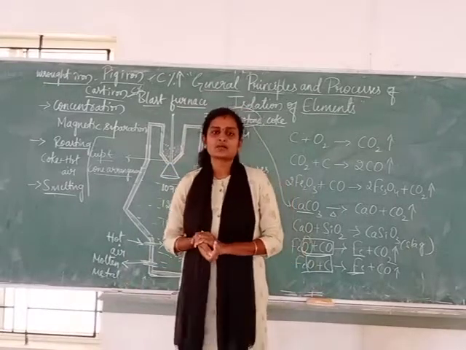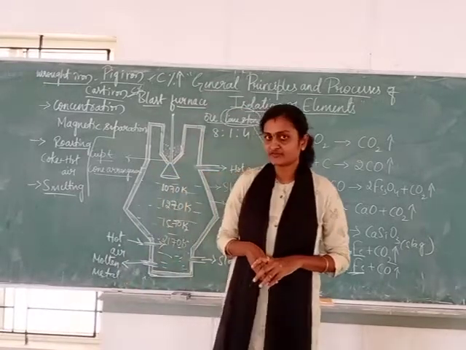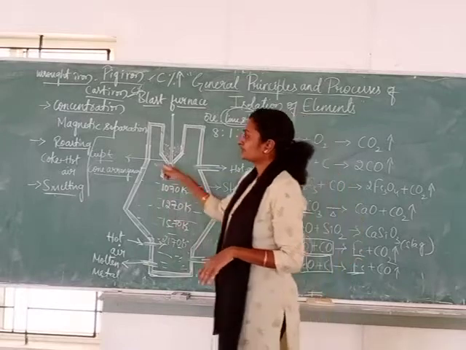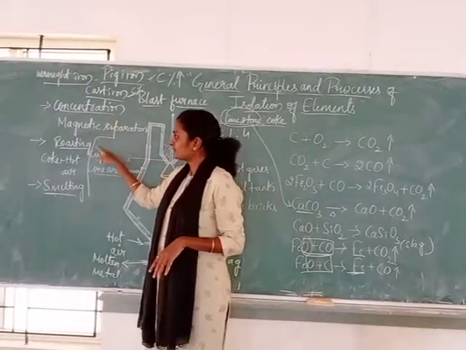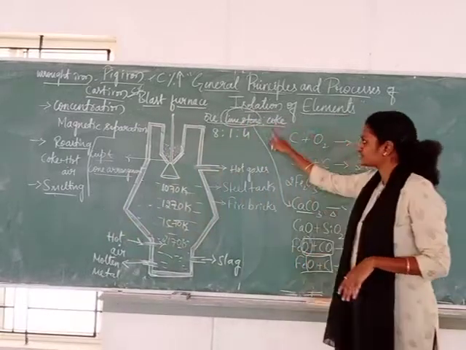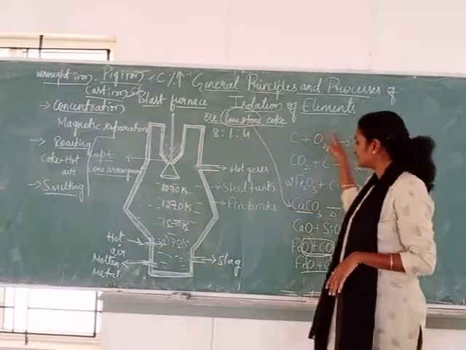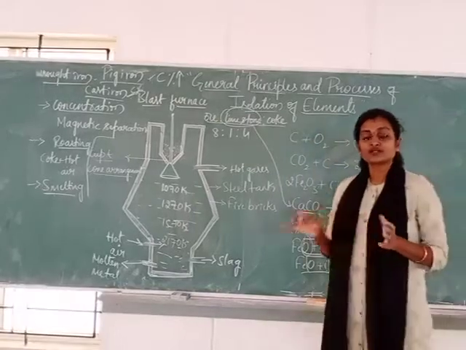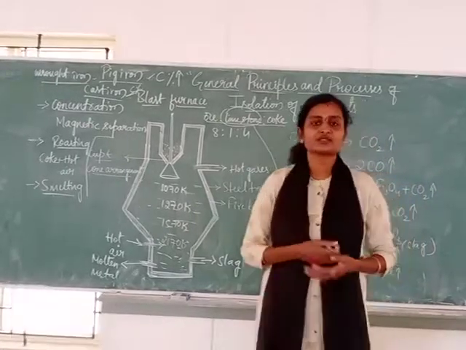Okay. So this is about the extraction of iron from the blast furnace. It includes 3 steps: concentration of the ore, roasting and smelting. The diagram and this percentage or ratio and these reactions you have to cover to answer this question. Okay. Thank you, students.